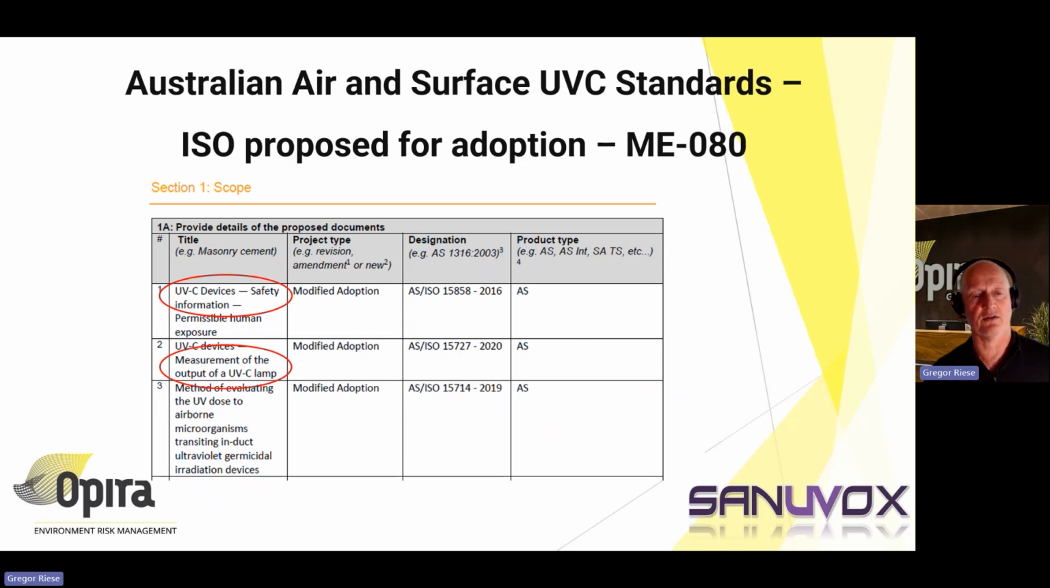The second standard looks at the measurement of the output of UVC lamps, because there's very, very many different ways you can measure output of a lamp, and you really have to standardize temperature and distance from the lamp. And it does that so you can compare apples with apples in terms of lamp intensity.